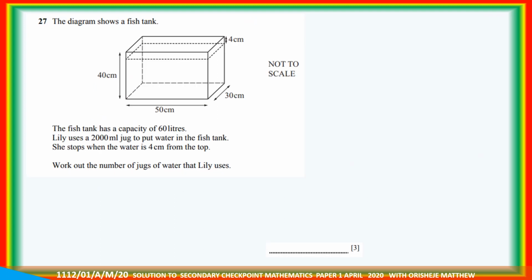Question 27. The diagram shows a fish tank. The dimensions are 30 cm wide, 50 cm long, and 40 cm high. But take note, the tank is not fully filled. The depth of water poured into it is not up to 40 cm, it is 4 cm from the top.